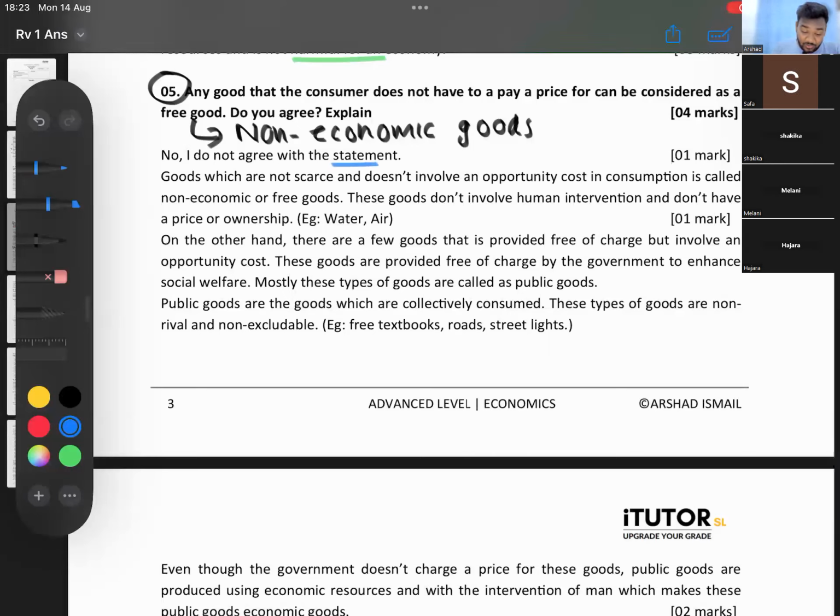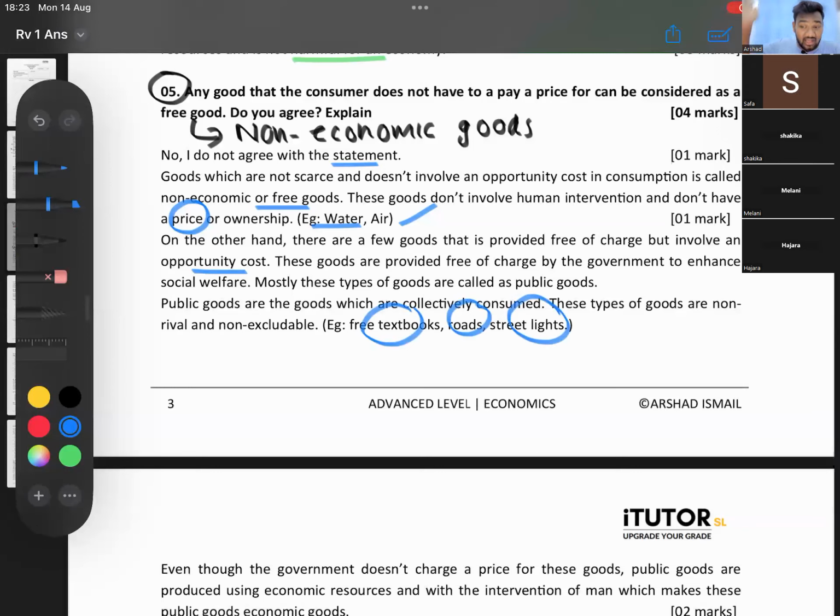I am saying goods which are non-scarce, and do not involve opportunity cost in consumption, are called non-economic or free goods. Then I say these goods don't involve human intervention and they don't have a price. Correct. So non-economic goods don't have a price. On the other hand, there are a few goods that are provided free of charge but involve an opportunity cost. These are also called public goods, guys. We learned that in unit number 8, right? Now think of things like free textbooks, the roads provided by the government, the street lights.